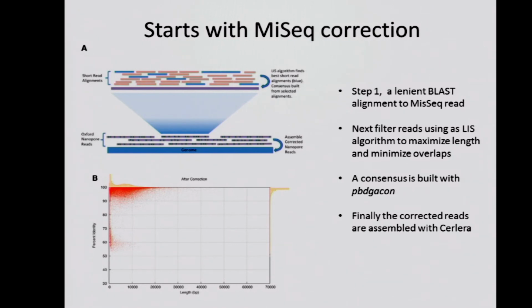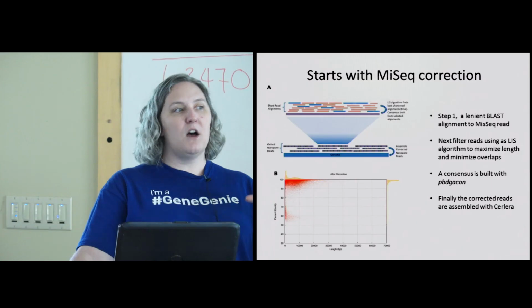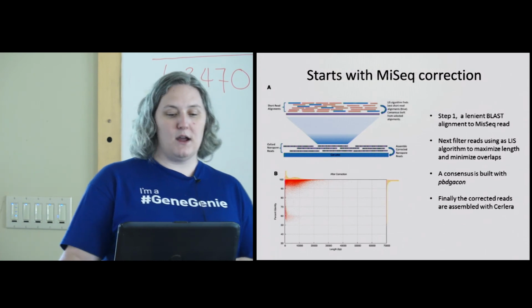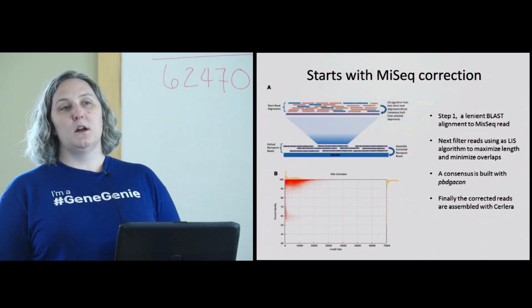It's next built with a consensus, so we're stacking those reads that have been filtered on top of each other, finding the probabilistic path through them that minimizes the number of errors through the reads. And finally, those are assembled with the Celera assembler. Now, the Celera assembler is something that was used by PacBio. It's much more efficient for long reads than some other assembly algorithms. So you'll see that most of the Oxford Nanopore stuff uses the Celera assembler to assemble.